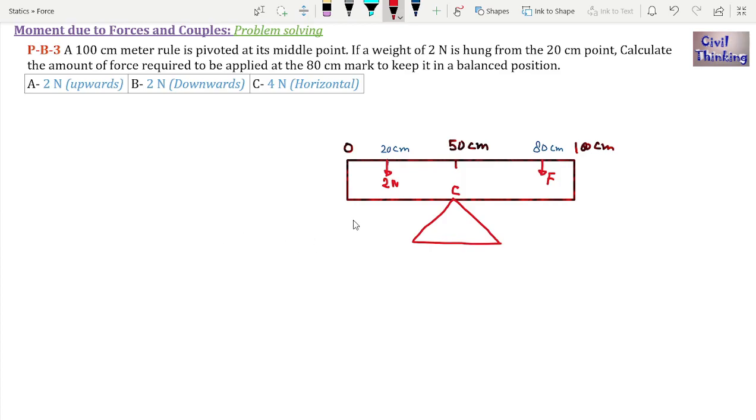Okay, now this meter rule will be in balanced position at point C if it is in static equilibrium at point C, right? And it will be in static equilibrium at point C only if the summation of moment at point C is equal to 0. Now if you don't know about static equilibrium, please watch my video lecture on static equilibrium. When the summation of moment at C is 0, it will be in static equilibrium, or it will be balanced, right?